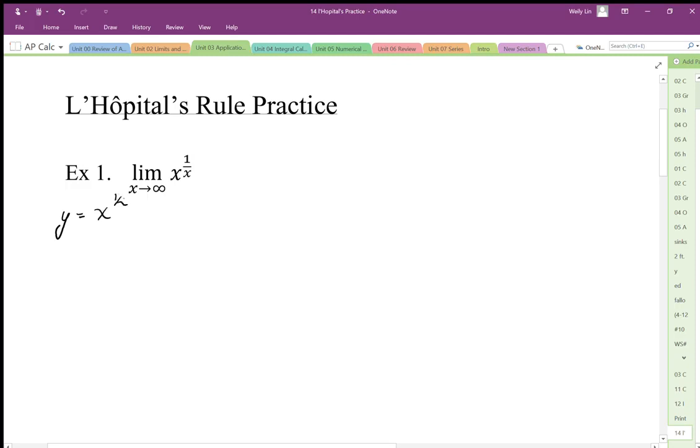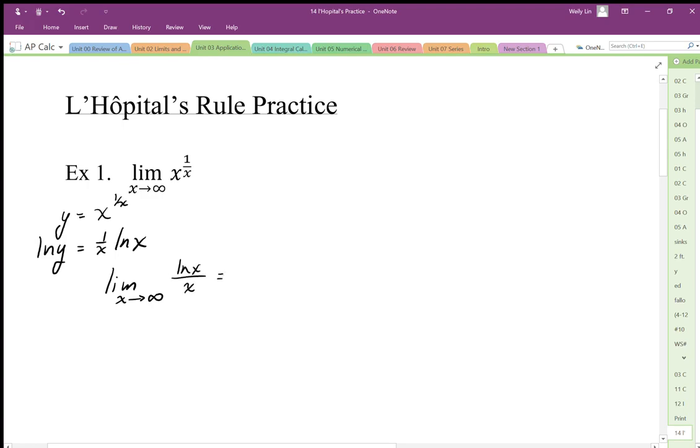So what we're going to do is we're going to let y equal x to the 1 over x. So whenever we have one of these powers, we want to use the log form. Okay, this allows us then to bring that power down and apply the L'Hopital's to this one. So now we have, I'll write this as a limit as x goes to infinity of log x over x.